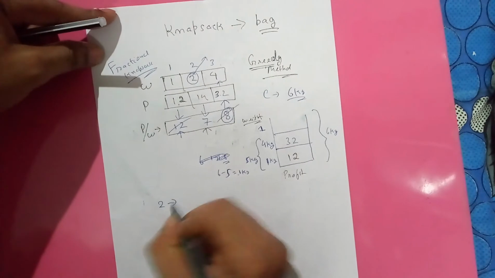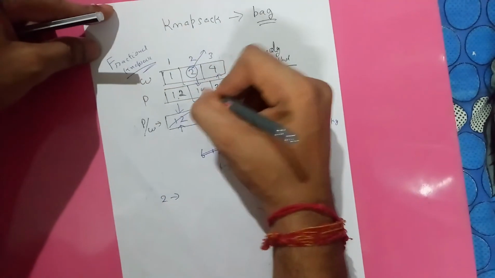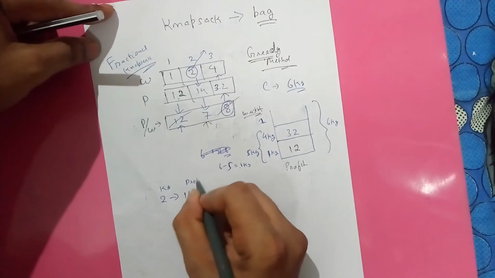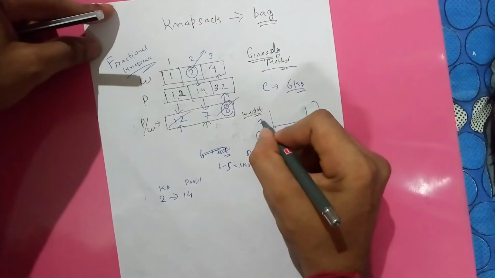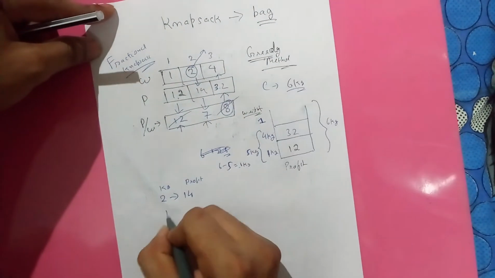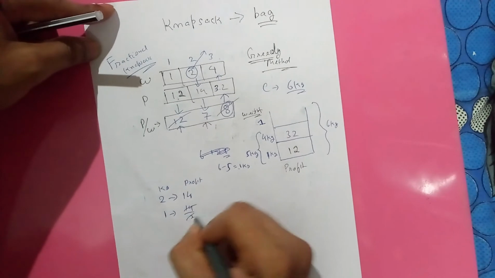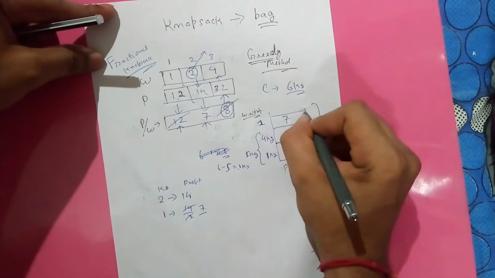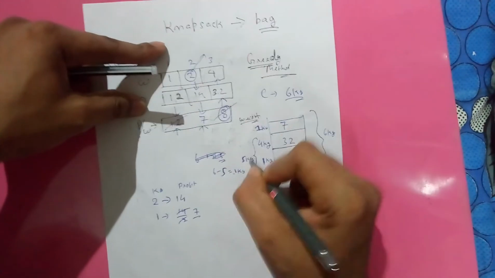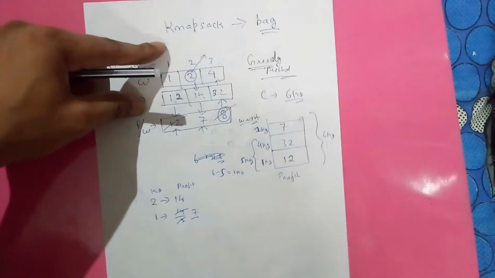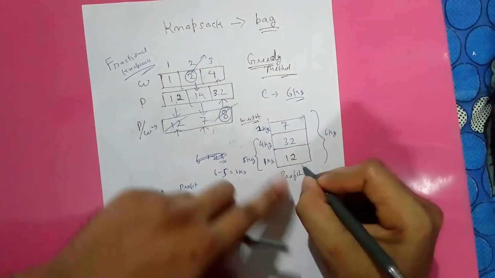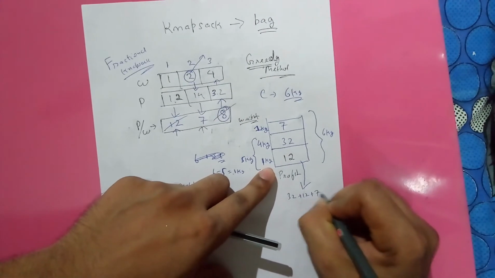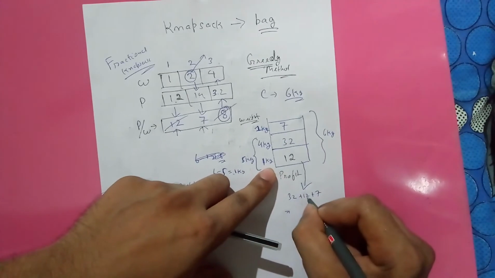So if the 2 kg item gives me a profit of 14, isn't it? Now the weight which we can take is 1 kg. So 1 kg will give me a profit of 14 divided by 2, which is 7. So I got 7 as a profit. By adding this 1 kg, 5 plus 1 has become 6. My capacity is full now, and the total profit is 32 plus 12 plus 7.